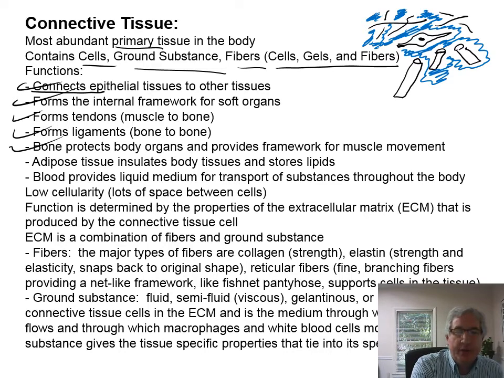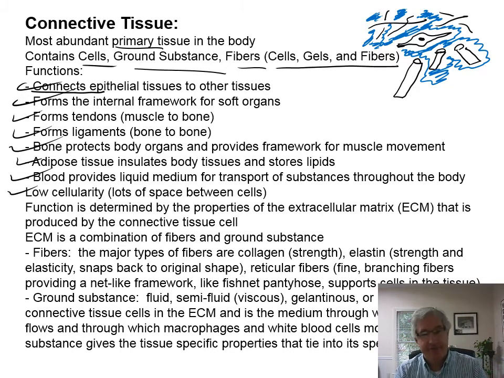Adipose tissue insulates. It also stores lipids, and it provides a little bit of cushioning as well. And then blood provides a liquid medium for transport of substances throughout the body. There's low cellularity. Now you remember on the previous slide I said, notice how there's only a couple cells in that connective tissue, but there's a lot of space around those two cells. When I was circling those, that means there's lots of room between cells.